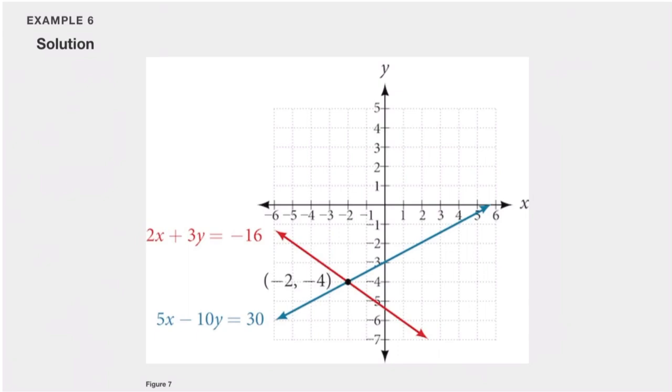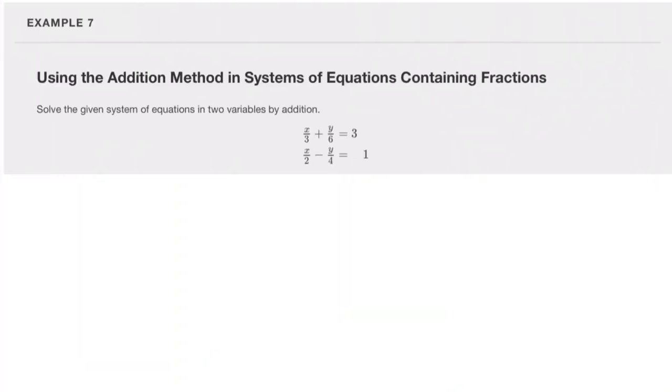Okay, we've got about 20 slides remaining. Let's keep going. Solve the system in 2 variables. Okay, let me start by getting a copy of the original. We've got x over 3 plus y over 6 equals 3, and x over 2 minus y over 4 equals 1.